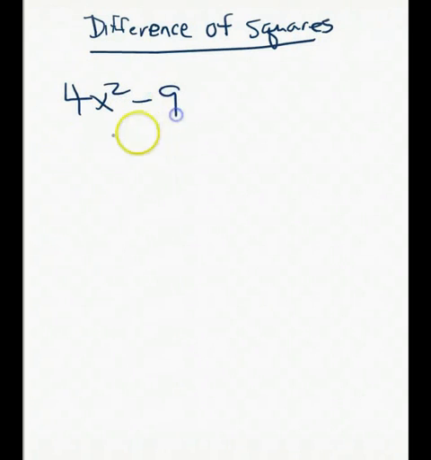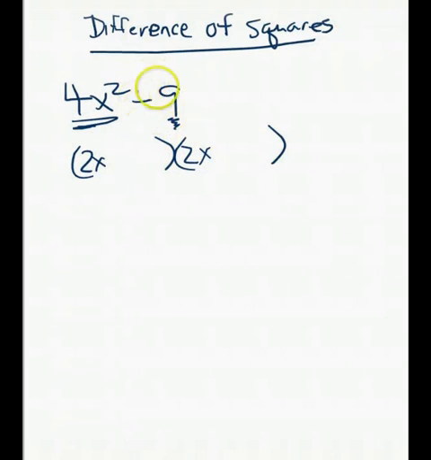Remember, difference is subtraction, so you check to see if this is a perfect square and this is a perfect square. You want to do that because the only way this can be factored, other than GCF, is as a FOIL looking problem, and you just take the square root of each one of these things. Or you think about what times itself will give you 4x squared. So this will be a 2x, this will be a 2x, and then this is going to be a plus 3 and a minus 3.